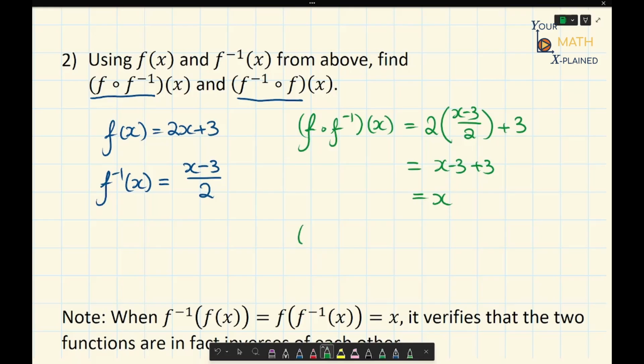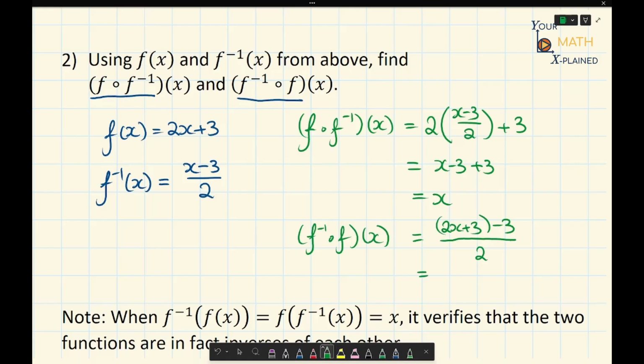Similarly, if we wish to find f inverse of f of x, this time we're going to put our function f inside of f inverse. So this is going to be 2x plus 3 minus 3 over 2.